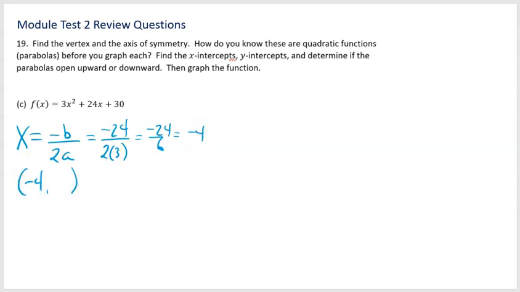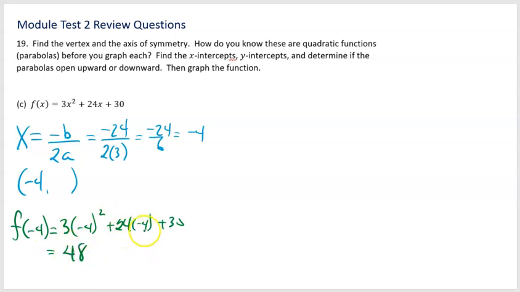How do I find my y value? I take my x value and I plug it in the function. So I'm evaluating f of negative 4. So this is 3 times negative 4 squared plus 24 times negative 4 plus 30. Now, negative 4 squared is 16. 3 times 16 is 48. 24 times negative 4 is going to be negative 96 plus 30.